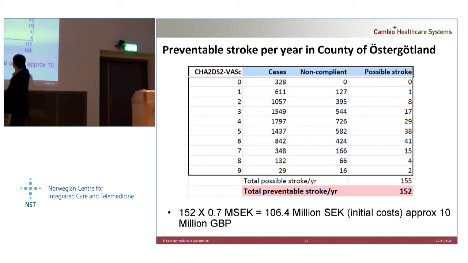We end up with 152 patients. And keep in mind, the Östergötland, Linköping area is 1/20th of the whole Swedish population. So this matches quite nicely with the figure from Lev, the cardiologist, who predicted 3,000 preventable strokes. And again, tremendous cost saving.